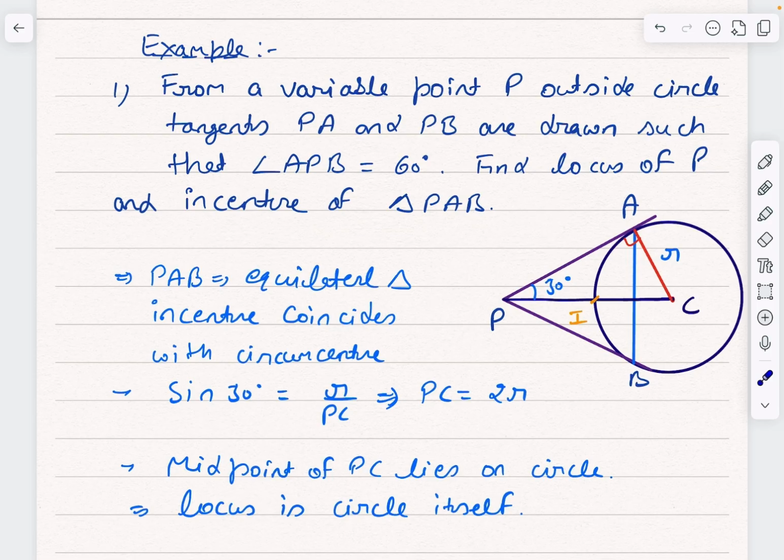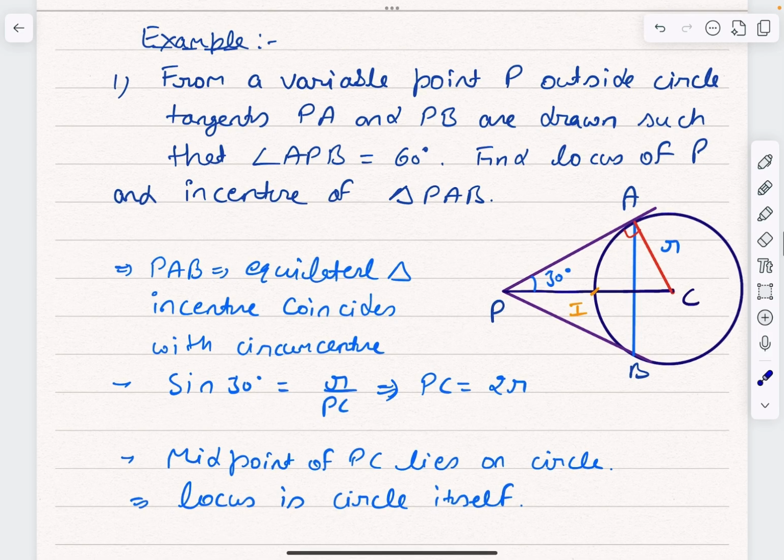See guys, if this angle APB was 60 degrees, we can say these two other angles will also be equal because PA equals PB. So if this is 60, we can say the others will also be 60 only, no? So it will be an equilateral triangle, and the incenter will coincide with the circumcenter. For an equilateral triangle, all centers are the same.